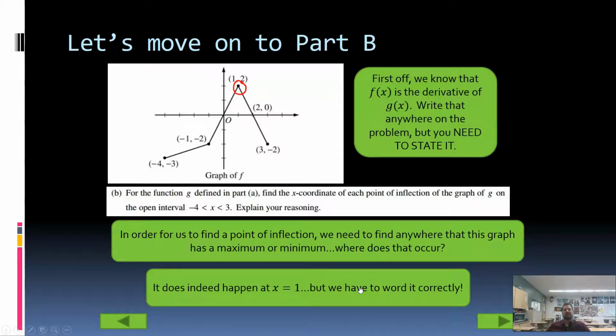So we would just say that because we know this is the first derivative and there is a maximum there, and again, we do need to state this somewhere, we would just say there is a maximum on the graph of f, and always specify what graph you're talking about. Don't just say the graph. You say, okay, there's a maximum on f. That means that g has a point of inflection at that point. So you just say at x equals 1.